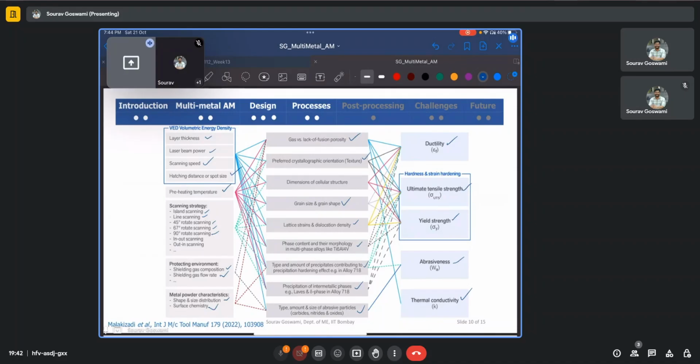So this is a process design chart for the entire additive process. We see how many variables there are and how many need to be controlled. And all of these have to be fine-tuned in order to achieve the final objective in terms of the desirable mechanical properties.